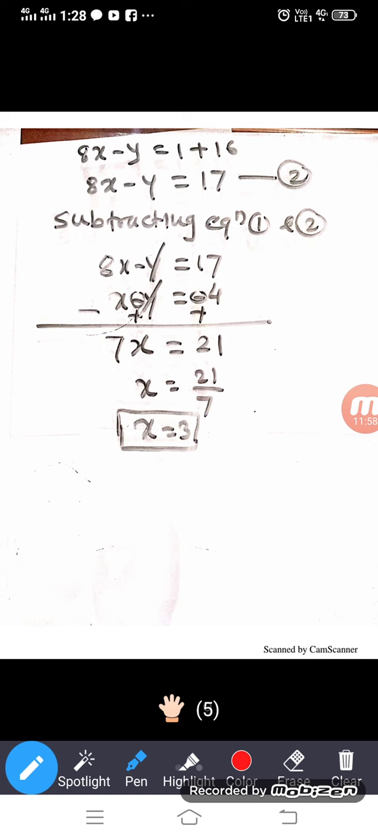Then 8x minus x is 7x, minus y plus y gets 0, is equal to 17 plus 4, is equal to 21. Then x multiplied by 7, 7 goes on this side, we get divide. Then x is equal to 21 by 7, 7 threes are 21. Then we get x is equal to 3. This is the value of the variable x.